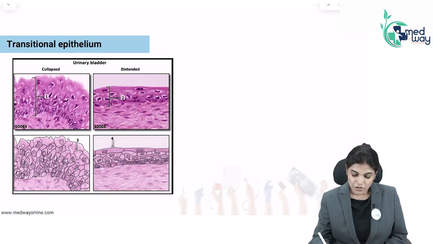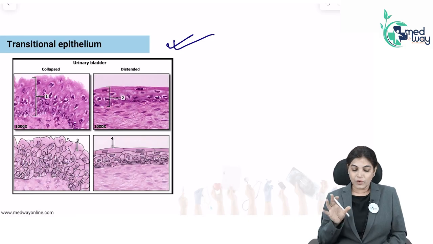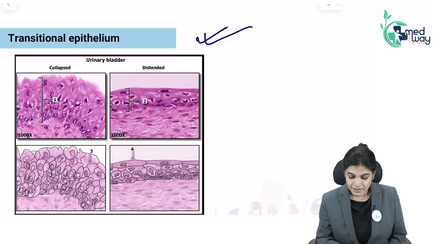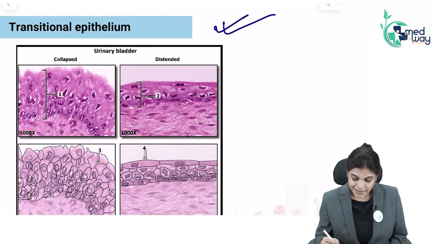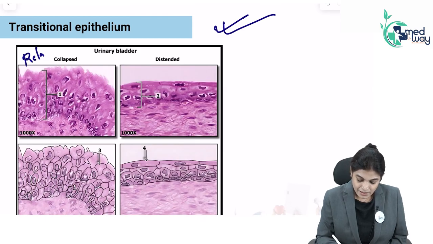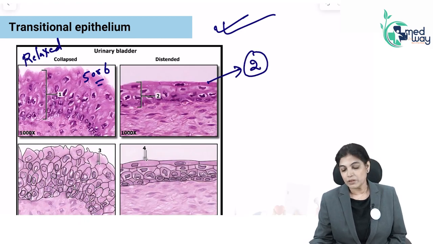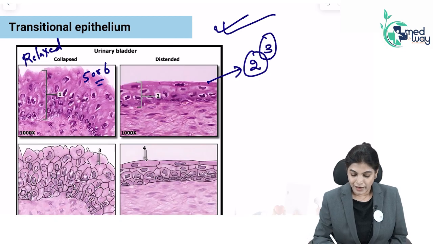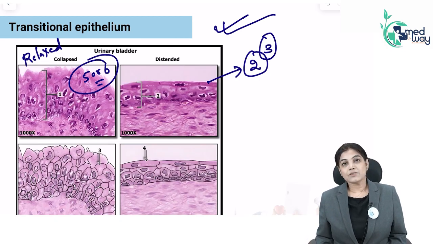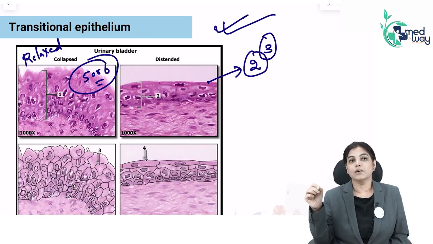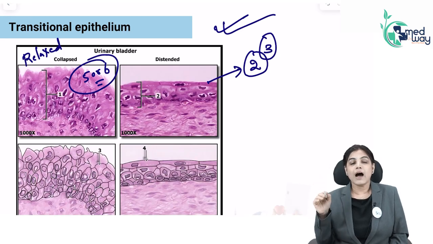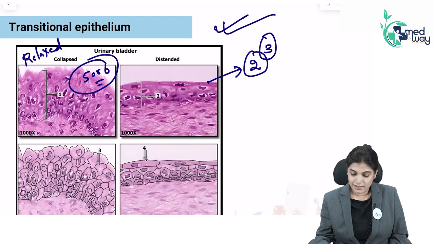Now, here we can see the transitional epithelium of the urinary bladder in two stages. One is the relaxed stage and one is the distended stage. When I am enlarging it, in the collapsed or relaxed stage, it is multi-layered. As you can see, it has 5 to 6 layers, but in the distended state it is just 2 layers, or at maximum 3 layers. So, it is 2 or 3 layers, but 5 to 6 layers in the relaxed stage. And the outermost cells in the relaxed stage of the urinary bladder are umbrella cells. They have an outpouching, so they are called umbrella cells.